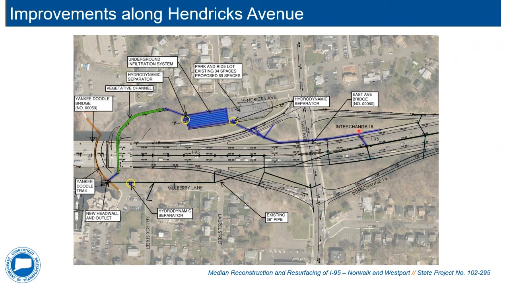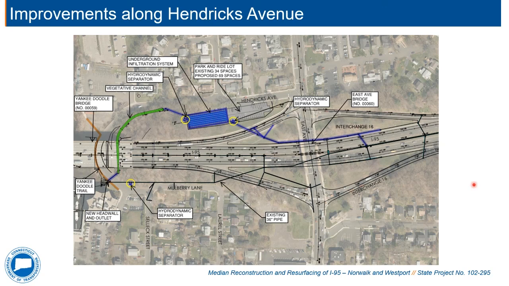We are going to install this new system, again highlighted in blue, that is going to take in the majority of the discharge, the stormwater from the corridor. It's going to be discharged through this new system into this underground infiltration system. The water that comes out of there will flow down through this vegetated channel underneath the Yankee Doodle Bridge into a new culvert that will be installed underneath Hendricks Avenue. And we're going to repair and modify the existing outfall into the Norwalk River to accept this new pipe.